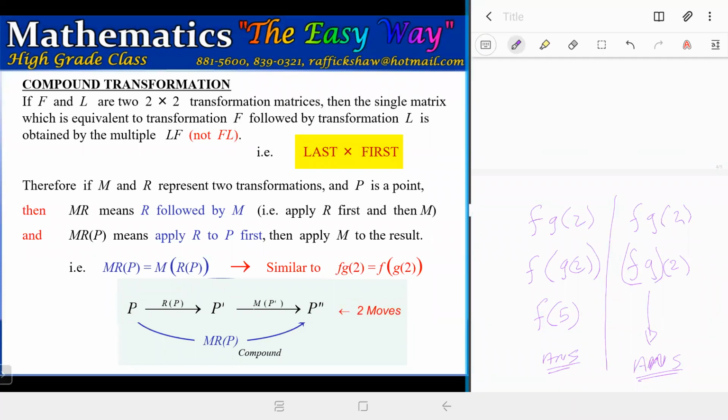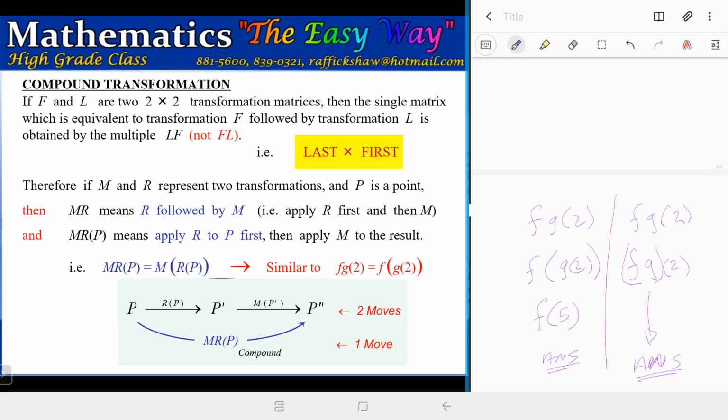So you move from P to P prime first with the R, and then move P prime to P double prime with the M. Remember, MR means R followed by M. So you have to do the R first. If you want to do it in one step, you multiply the M times the R. Single matrix. And we use that single matrix and apply it to the P. You do it in one move right there. That's what the compound matrix does. It does the transformation in one move.